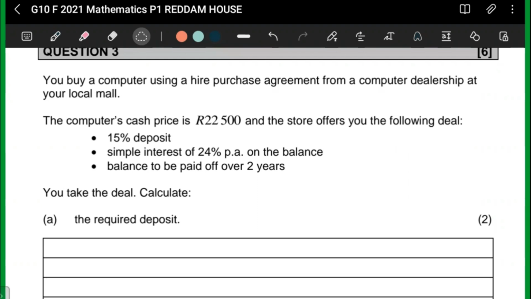And then they also say here, the balance is to be paid over a period of 2 years. Okay, so all this seems fine, nothing crazy. You take the deal, you need to calculate the required deposit. So the required deposit is 15%. So let's say here, the required deposit is 15% of the 22,500.